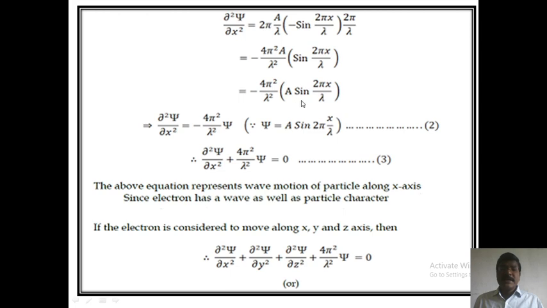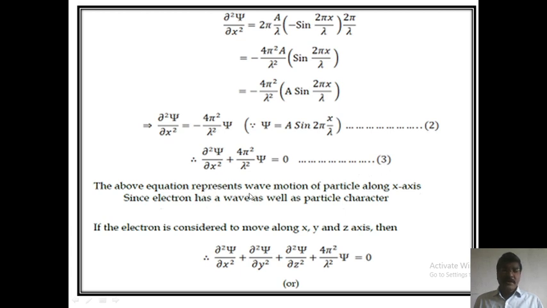Here a sin(2πx/λ) equals ψ. Already we know that ψ = a sin(2πx/λ). So this equation can be written as ∂²ψ/∂x² = −(4π²/λ²)ψ. This is equation number 2. Therefore, ∂²ψ/∂x² + (4π²/λ²)ψ = 0. This is equation number 3.